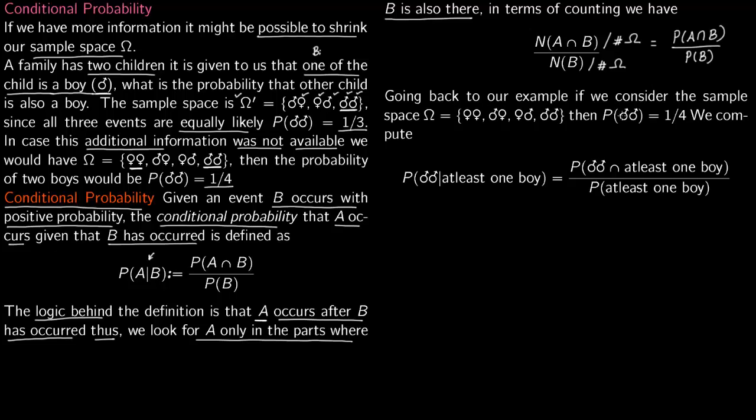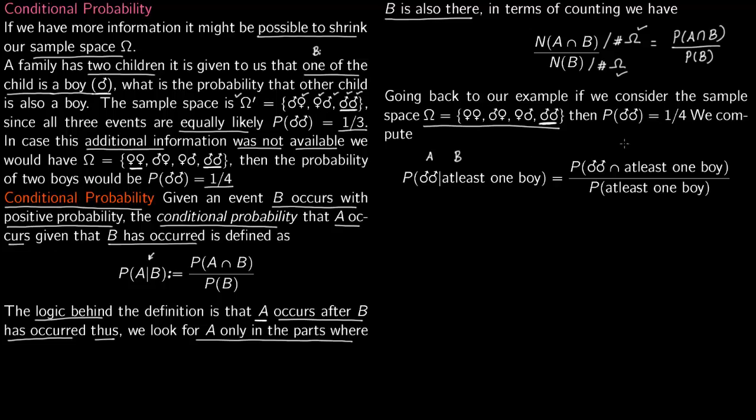So again, going back to our example, this is the entire sample space. We are not modifying the sample space here. So the entire sample space in our example was this: 2 girls, 1 boy 1 girl, 1 girl 1 boy, and 2 boys. So we had the probability of 2 boys as 1/4, because you have just this one outcome out of 4. So now we use the formula here. Probability of 2 boys given at least 1 boy. So this is A.